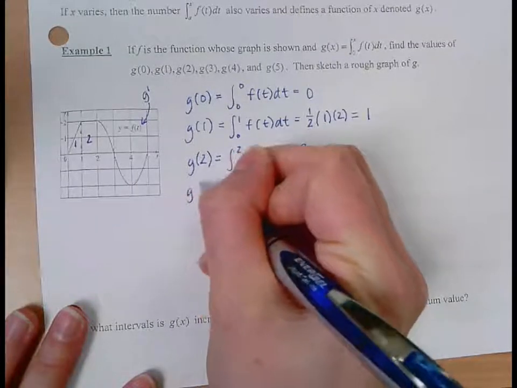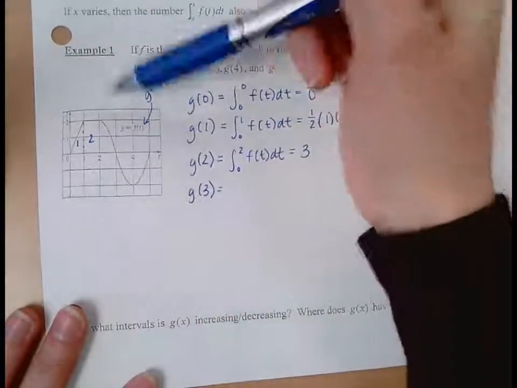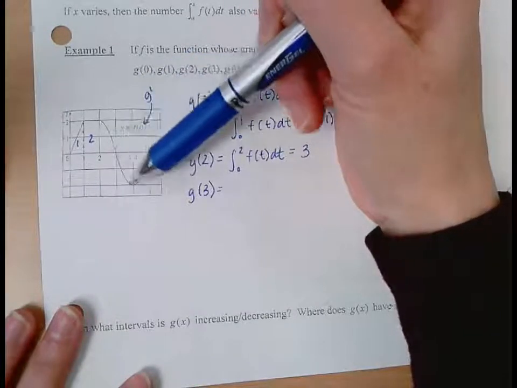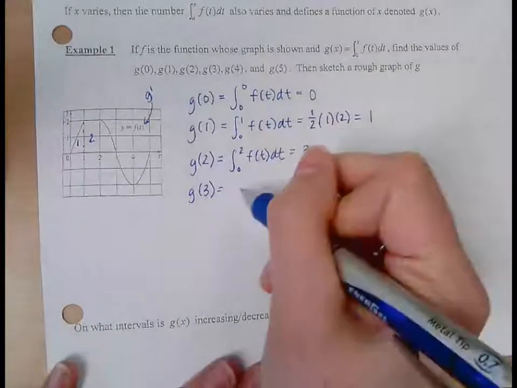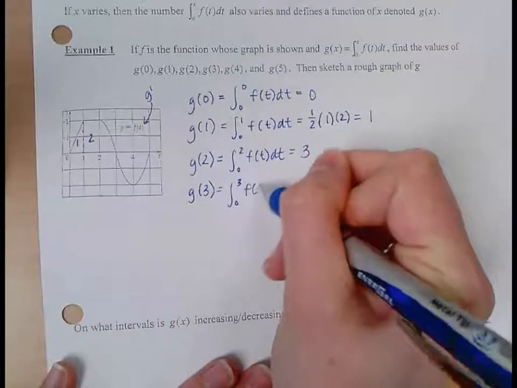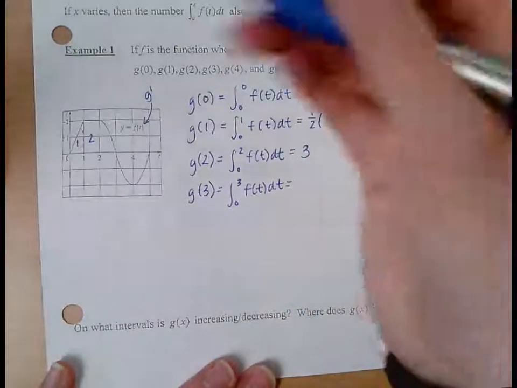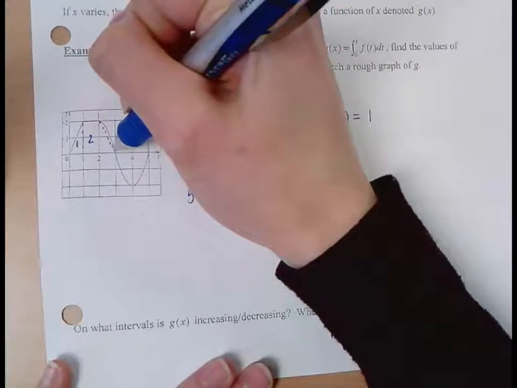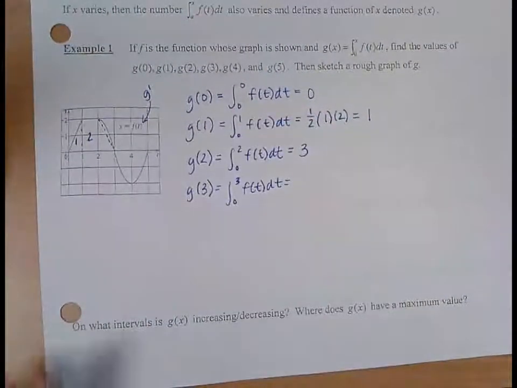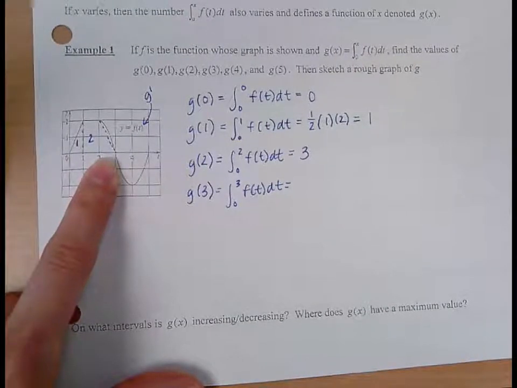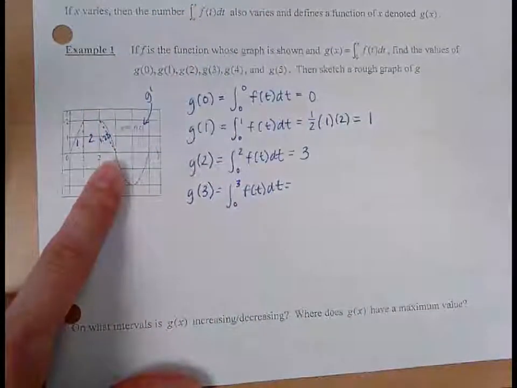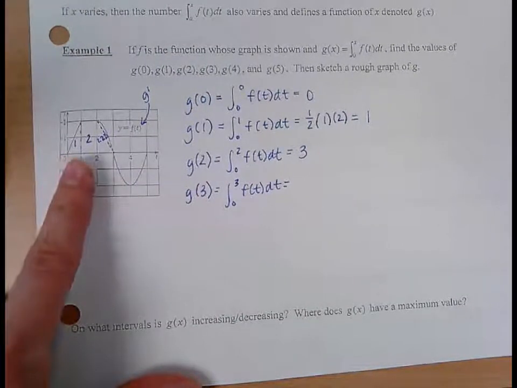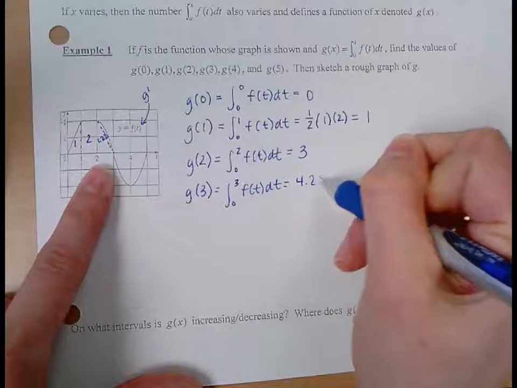Now for g of 3, this curve is now not linear, so it's not exactly a triangle, so you can estimate what it would be. We still have the integral from 0 to 3. It's a little more than 1, because it's a little more than that triangle that we had over here. So 1.25 we could say. It's an estimation. So we would have 1 plus 2 plus 1.25, so about 4.25.